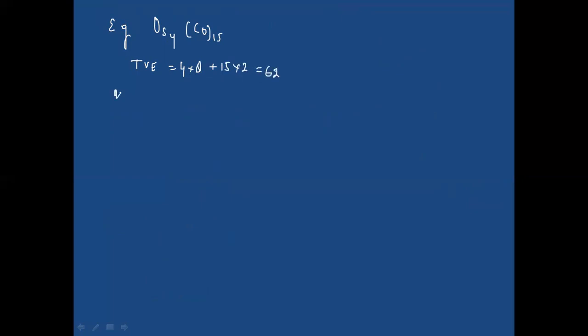Over here we have to determine metal bonds. Metal bonds will be equal to (18 into N minus TVE) divided by 2. 18 into 4 is 72, minus TVE, that is 62, divided by 2. So this is 10 by 2, and 10 by 2 is 5. So this compound contains 5 metal bonds. So now it is easy.